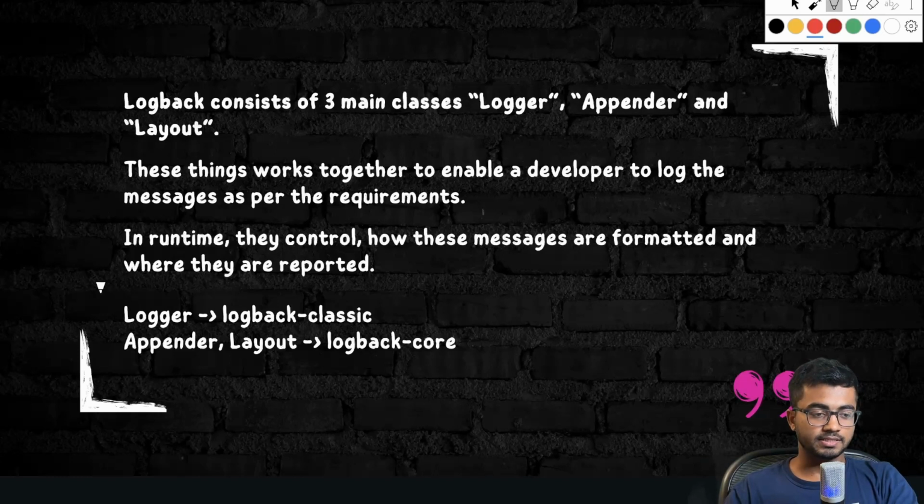Okay, so we can say that the logger is tied to the logback classic module. Logback's architecture has three primary modules: the classic, the core, and the access. The logger is attached to the classic, and the appender and layout are attached to the core. There is some other information that is handled by logback access, which is not in the scope of this video.